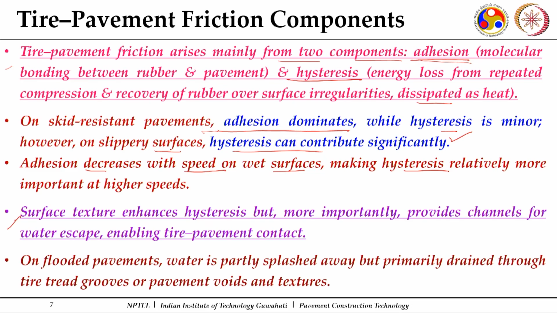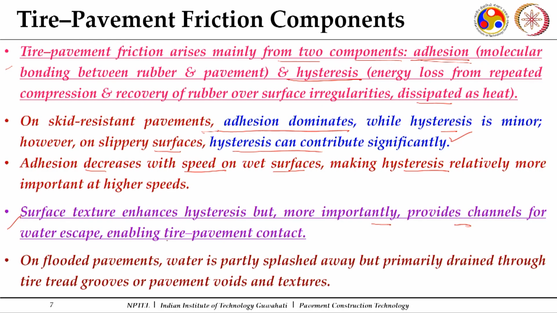Now, this hysteresis is because we are experiencing the compression and recovery of the tire rubber over the surface irregularities, and surface irregularities are more importantly related to the texture of the surface. So, surface texture enhances hysteresis, but more importantly provides channels. The vehicle tire treads also provide channels, and your surface texture also provides channels for water escape, enabling tire-pavement contact. So, this again plays an important role.